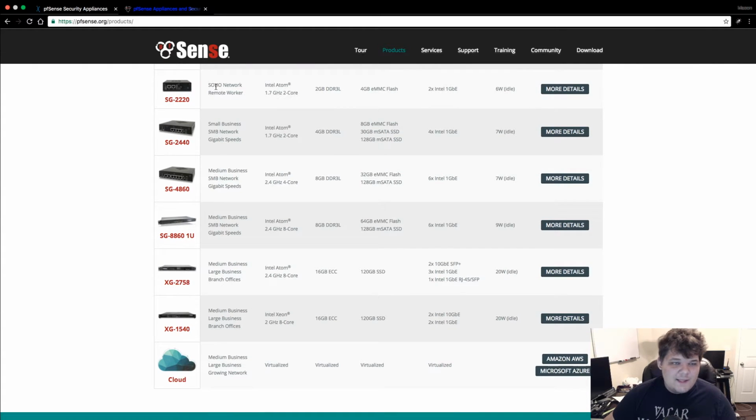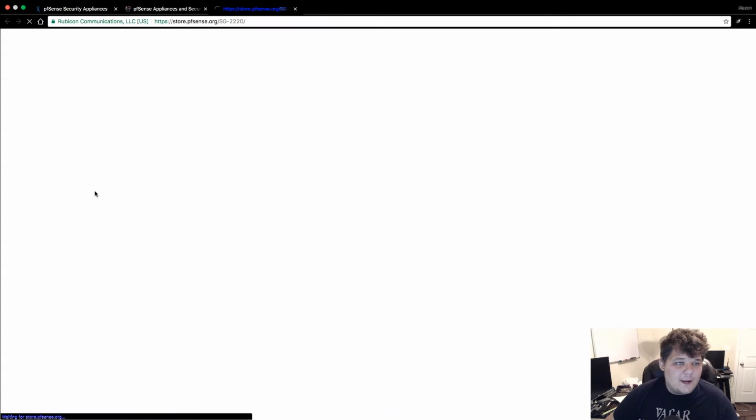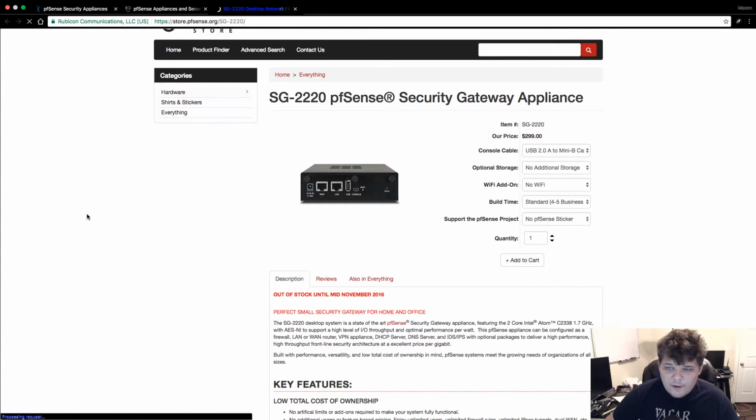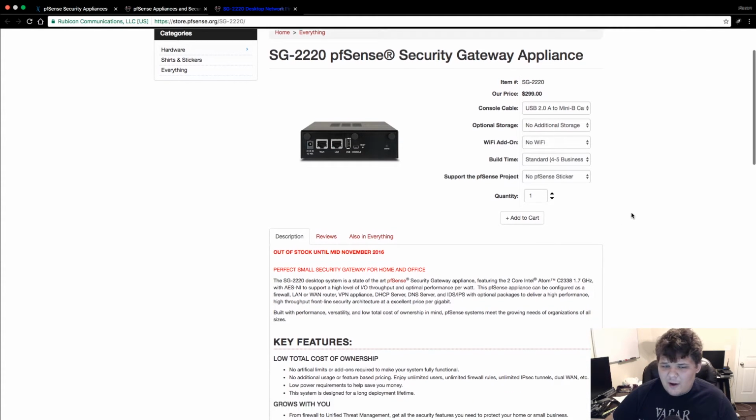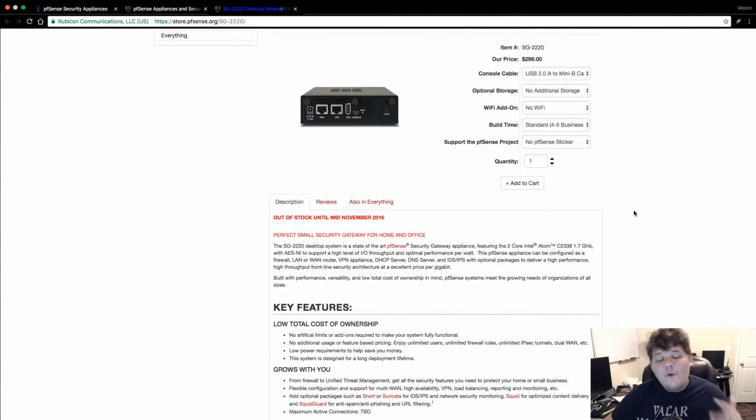The SOHO network, remote worker model is the one that I was looking at for the longest time. And it's $300. That's a little bit high on my end. Before I got the router, before I did any of this, I was like, man, $300 is a lot for a router. And don't get me wrong, I know people spend that on their access points all the time. You know, the Netgear Nighthawk and all those other names, and that's pretty cool.